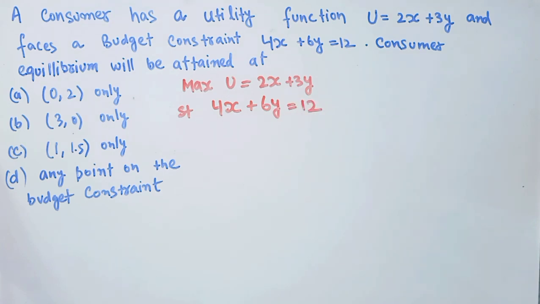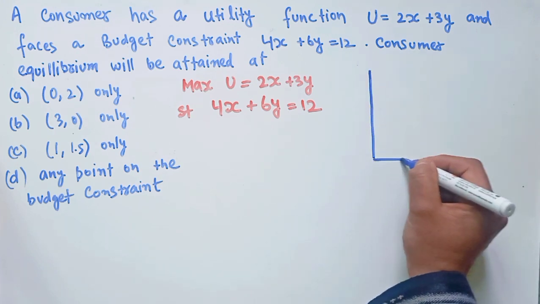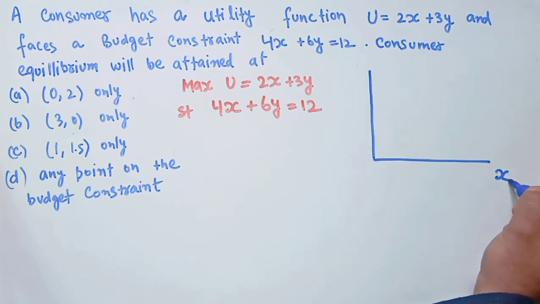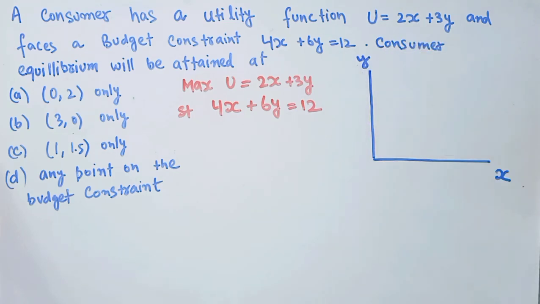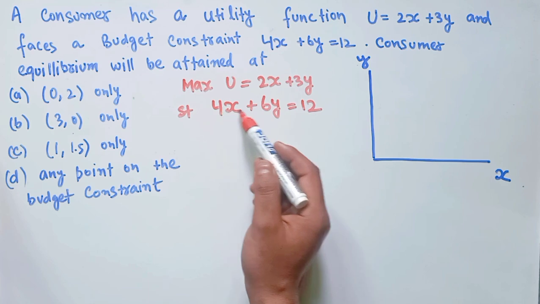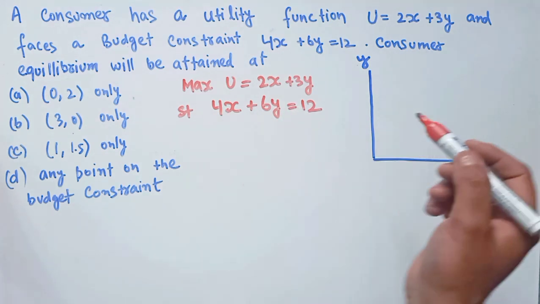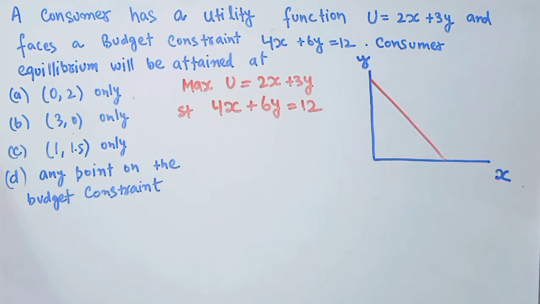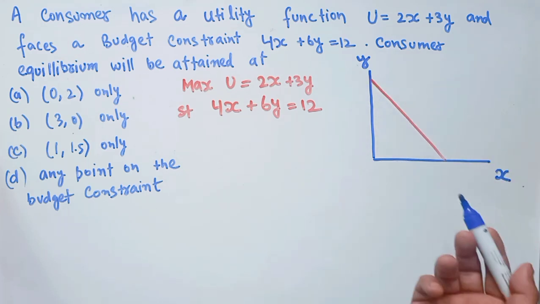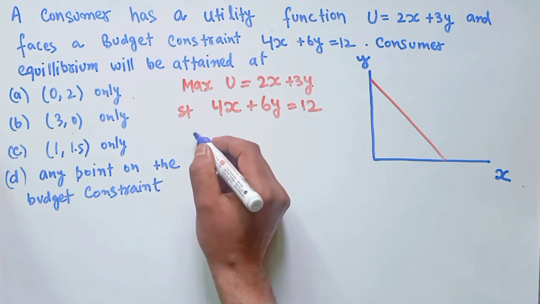Okay, if we draw the graph here, if I take units of good X on the horizontal axis and units of good Y on the vertical axis, we have this budget constraint. Given this budget constraint, let us say this denotes the budget constraint. Consumer will be at equilibrium, and we know the equilibrium condition.